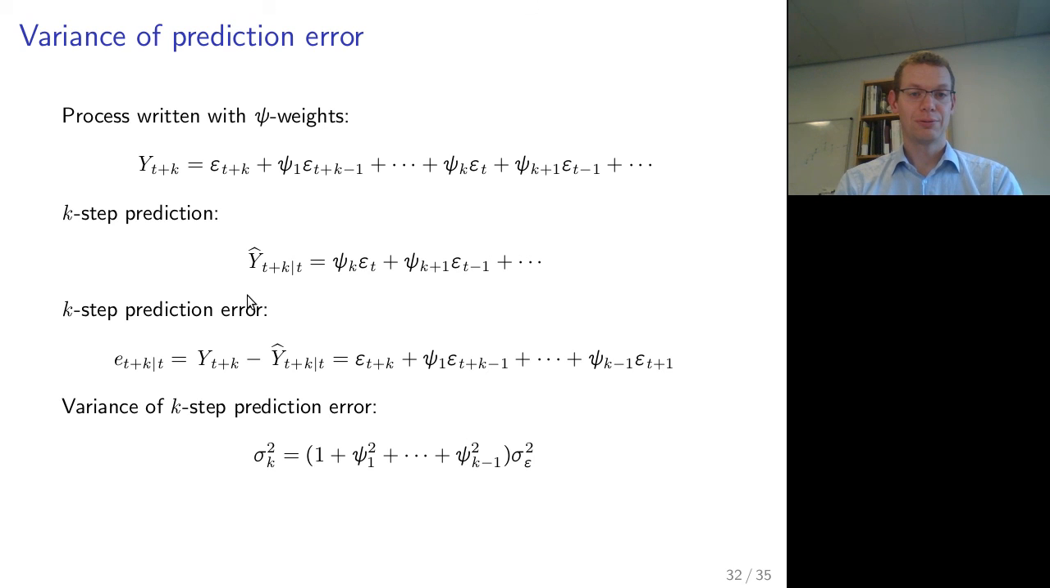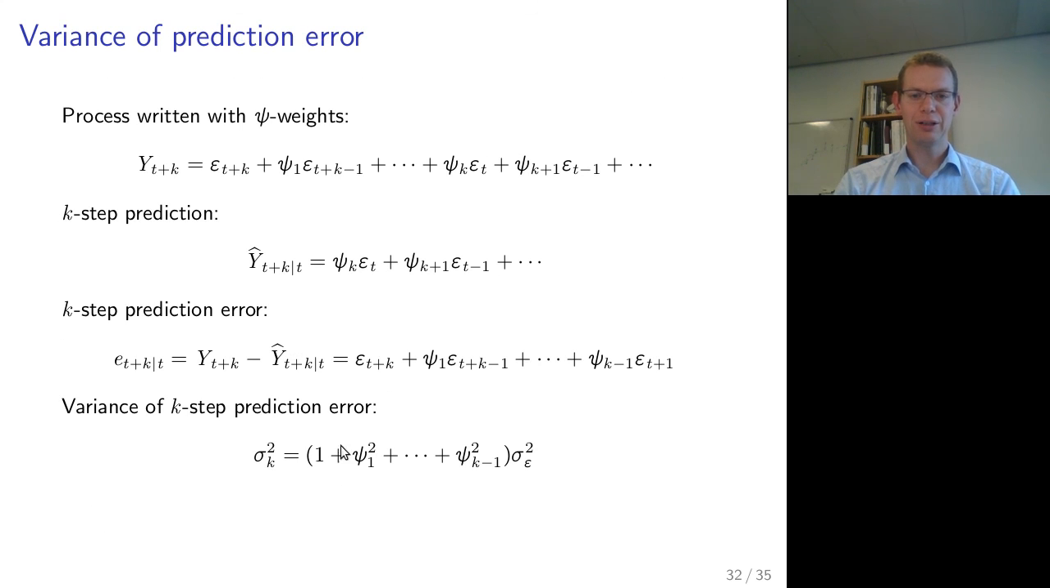So that was the prediction. Of course, we also need to get a variance of the prediction error. Here we want to have the process written on psi form. So to make a k-step prediction, we have the sum of psi k epsilon t and so on, all the way down. And the prediction error is the usual definition, y t plus k minus y hat t plus k given t.